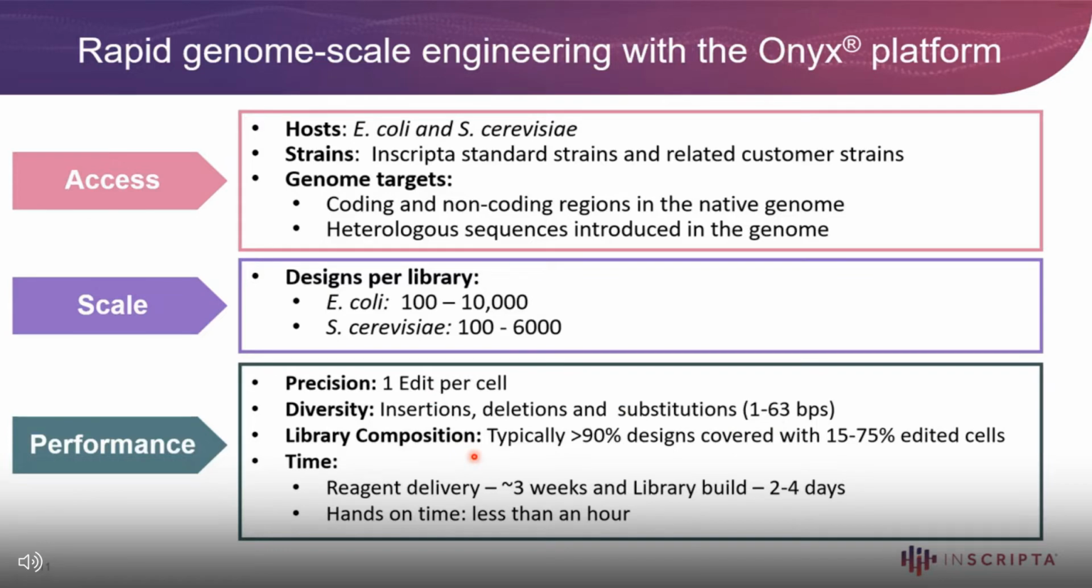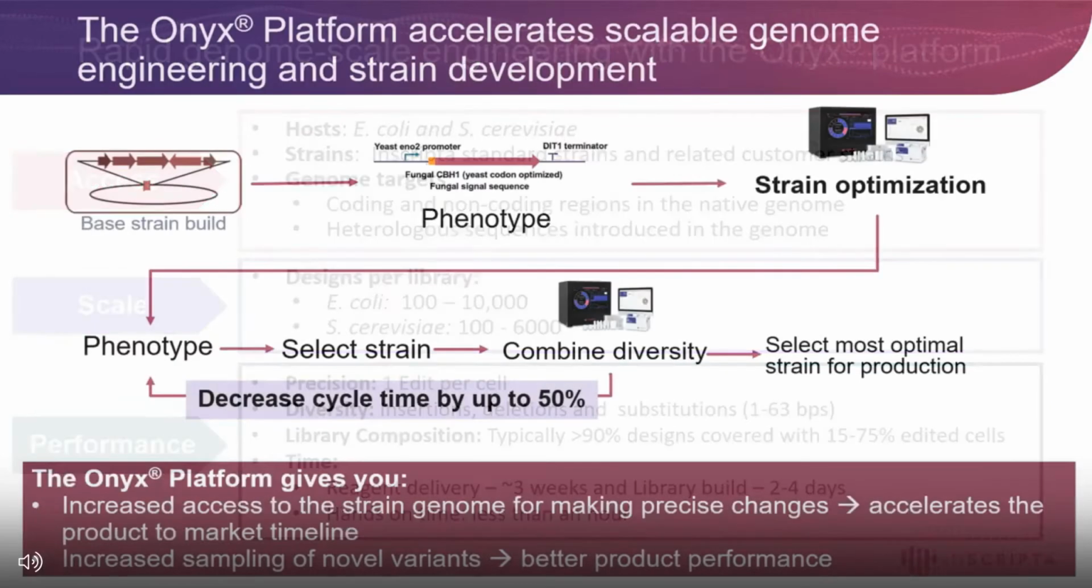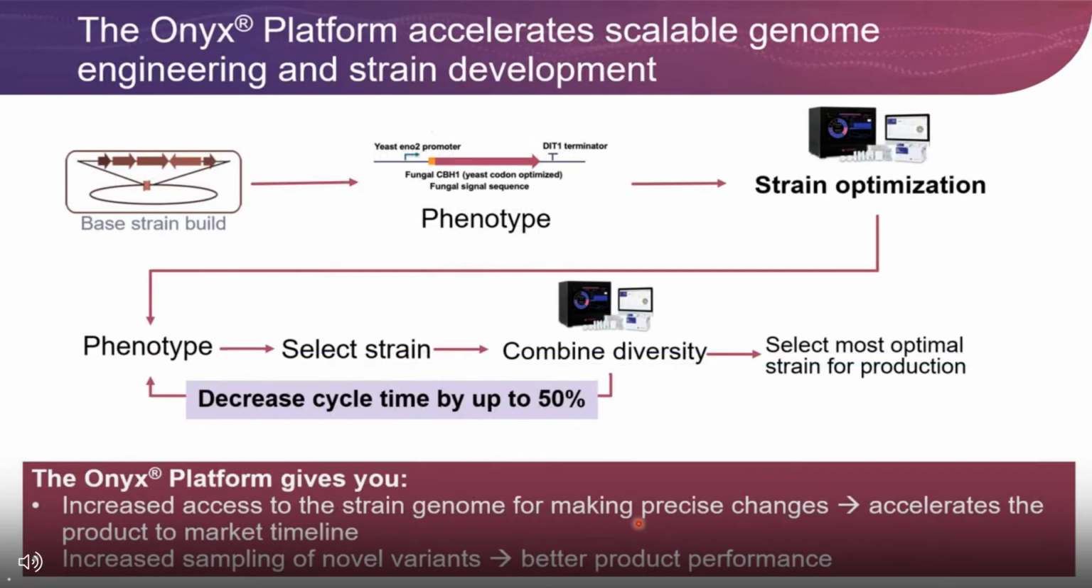The library composition that typically comes out of the instrument after your library build is typically greater than 90% of the original designs for your designed library contained within that library. And the edit fraction is anywhere from 15 to 75%, depending upon the difficulty of the edits that you're trying to introduce. As far as time, reagent delivery is approximately 3 weeks, and library build is anywhere from 2 to 4 days, but your hands-on time with the instrument for a library build is really less than an hour. So the Onyx platform really accelerates scalable genome engineering and strain development.